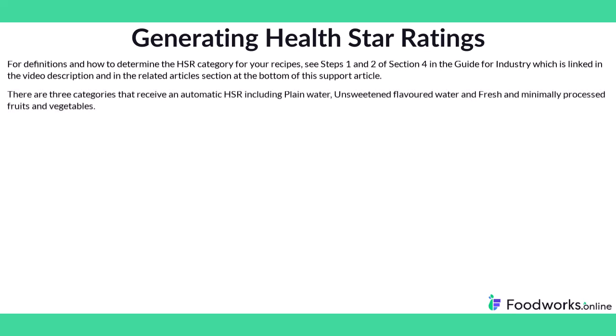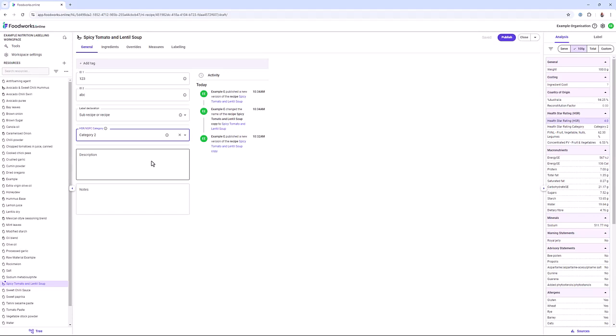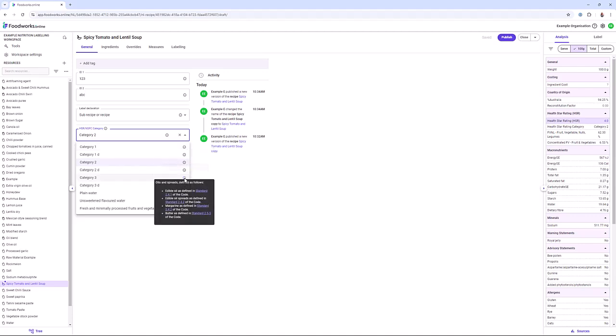There are 3 categories that receive an automatic HSR, including plain water, unsweetened flavored water, and fresh and minimally processed fruits and vegetables. Additionally, there are 6 other HSR categories described in the guide. These are the same categories used for nutrient profile scoring as described in the Food Standards Code and are displayed on the screen. Note that you can also read information about each specific category in Foodworks by hovering over the information icon for each category.